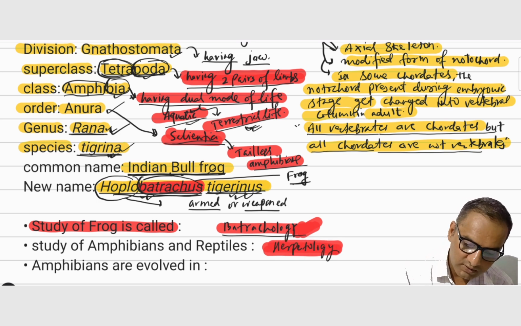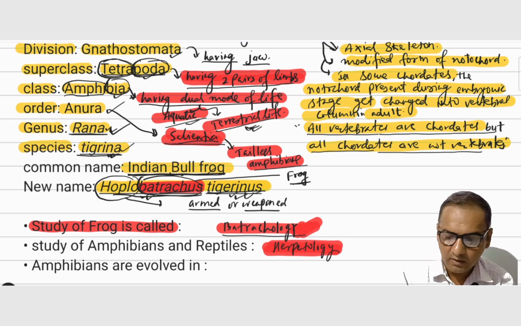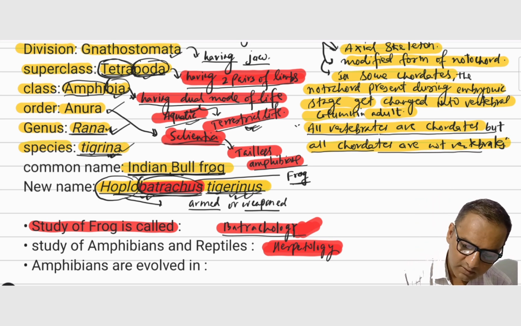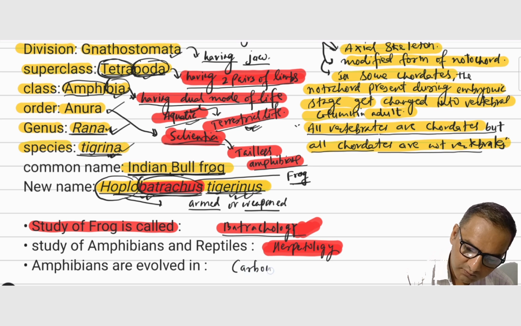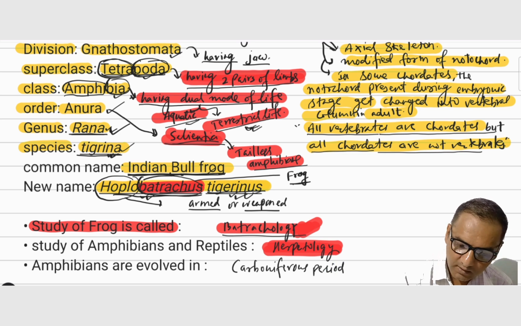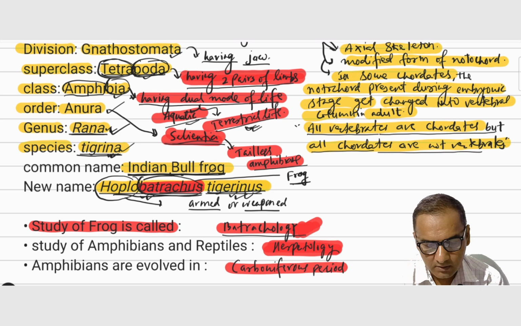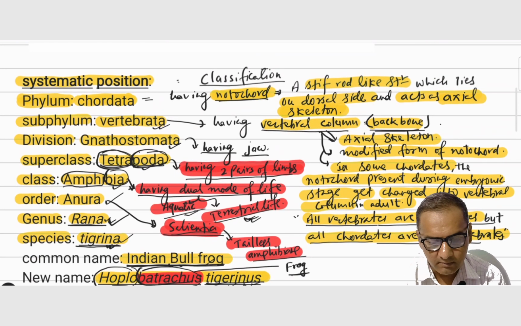And one more question is here, from evolution: amphibians evolved in which period? The amphibians evolved in the Carboniferous period. So this is all about the systematic position of the frog.